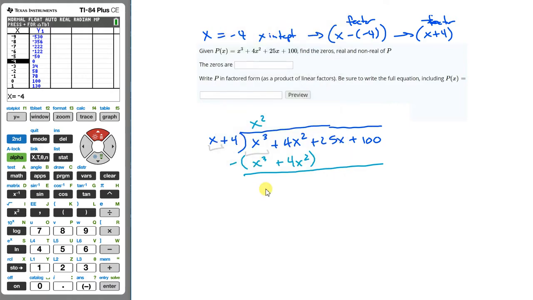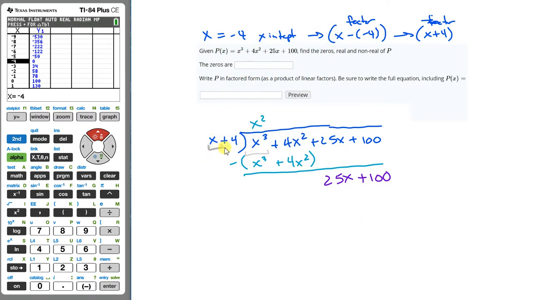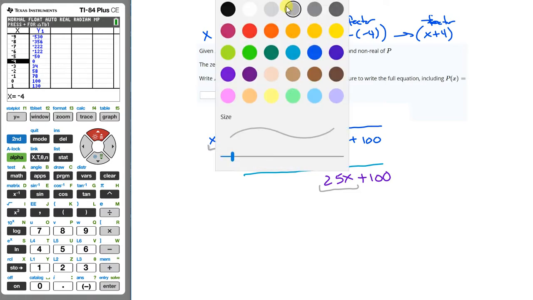We'll try purple. Okay, so x cubed, take away x cubed is gone. 4x squared, take away 4x squared is gone. So I'm left with 25x plus 100, because 25x take away no x's is still 25x. 100 take away no numbers is still 100. Then you say to yourself, self, how do I make the first term or leading term on the outside look like the leading term that's on my new inside? And the answer is I just multiply by 25, right?